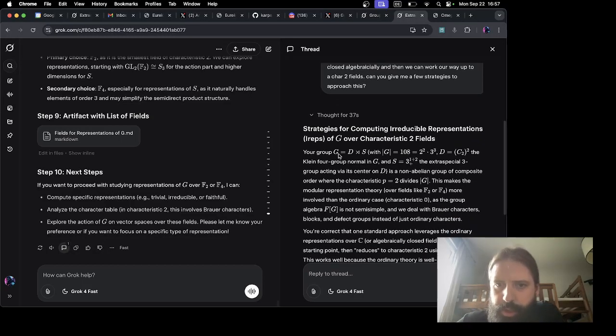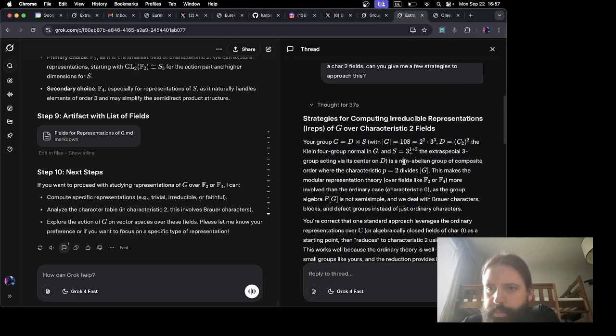So your group, this makes the modular representation theory more involved than the ordinary case, characteristic 0. And we deal with Brauer characters, whatever that is. Okay. Ordinary characters. I don't know what characters are.